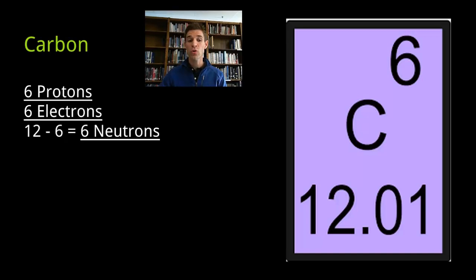To find out the number of neutrons, we have to take the atomic mass, which in this case is 12, and subtract 6, which is the atomic number, the number of protons, and we get the number of neutrons. So in the nucleus of a carbon atom, you would find 6 protons and 6 neutrons. It just so happens that all of these numbers are equal, protons, electrons, and neutrons for carbon, but it isn't always the case with all atoms. Sometimes you can have different numbers of protons and neutrons in the nucleus, for example.